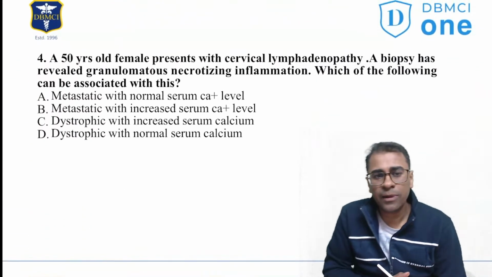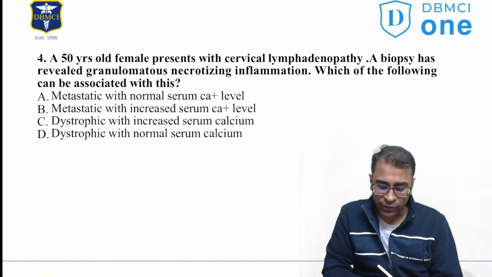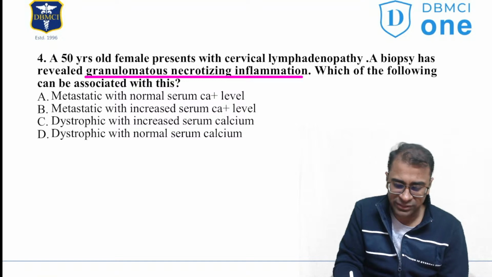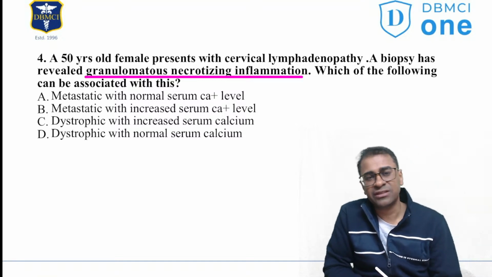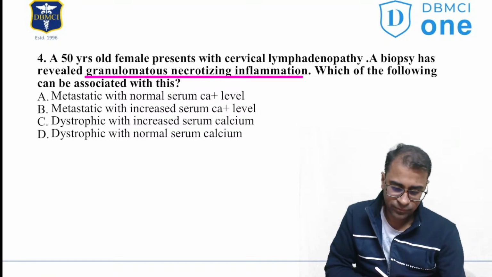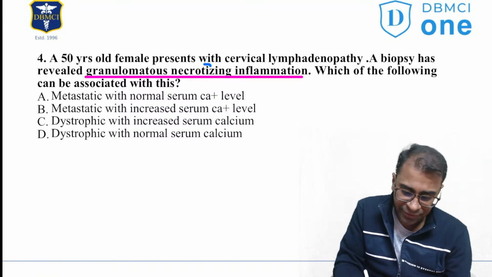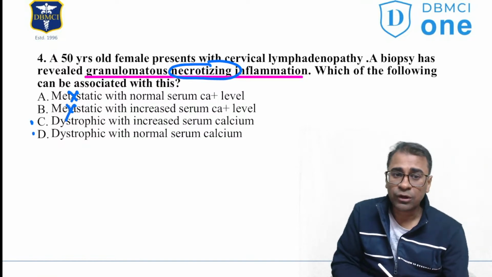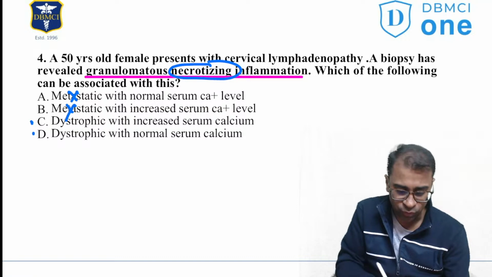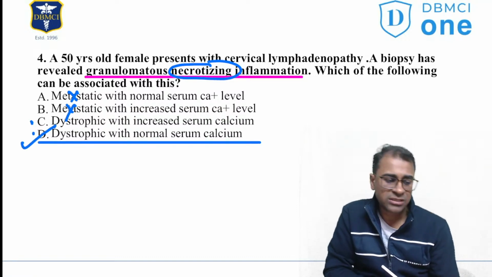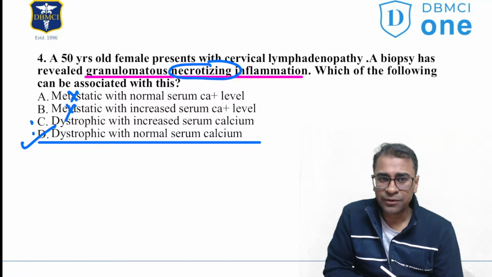Tell me this: a 50-year-old patient has cervical lymph node enlargement. Biopsy reveals granuloma and necrotizing inflammation. The following can be seen with this. What will be the answer? There is a necrotizing inflammation, so it cannot be metastatic. It will be dystrophic. Now, does dystrophic have a high calcium level? No. So the answer is D, dystrophic with normal serum calcium. Okay?